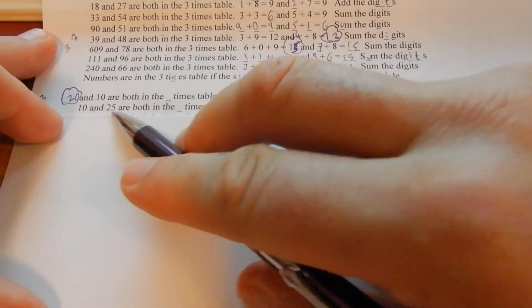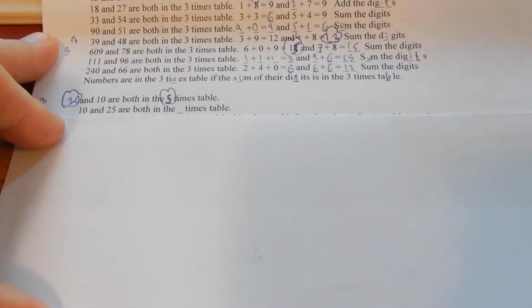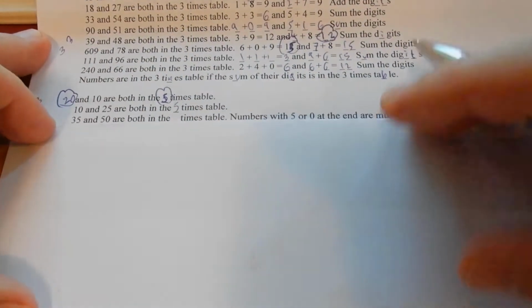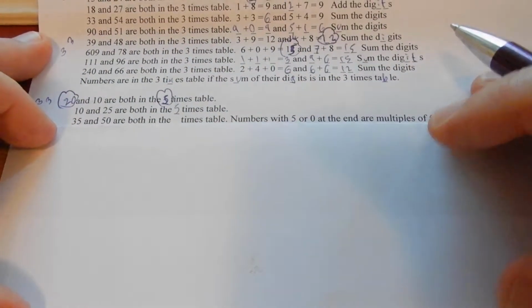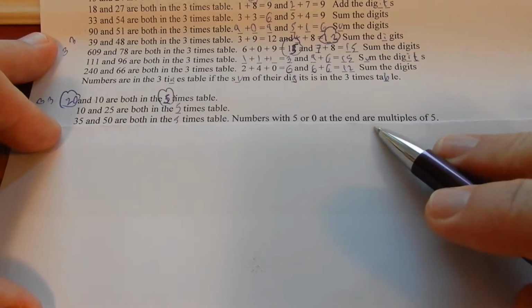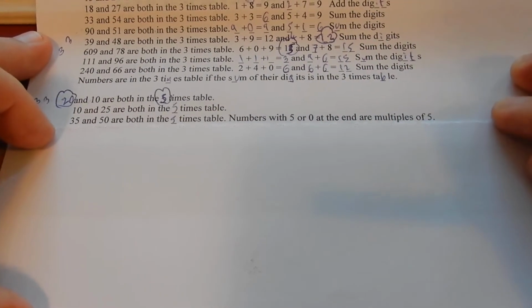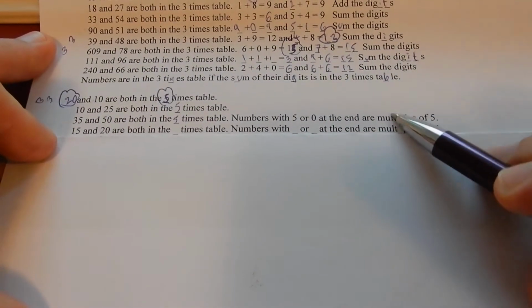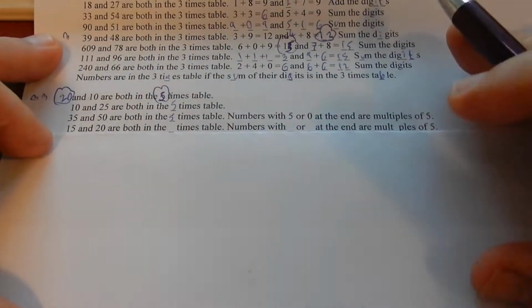10 and 5 are both in the 5 times table. 10 and 25 are both in the 5 times table. 35 and 50 are both in the 5 times table. Numbers with 5 or 0 at the end are multiples of 5. Multiples means you're in that times table.